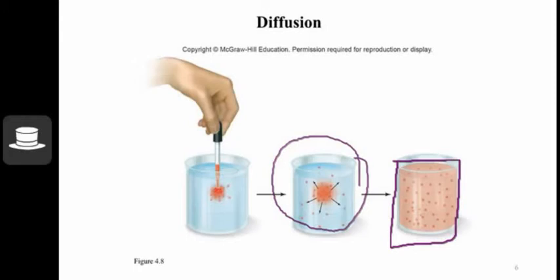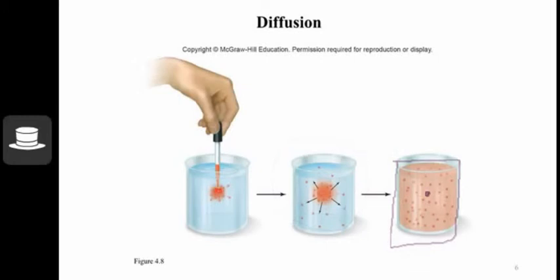Now remember, if we look at an individual molecule, it's not frozen right here. It's still moving around. It's moving randomly. It's doing bumper cars with all the other little molecules. But if we take a snapshot, just as we did here with the picture, we're going to find that all of the molecules are fairly evenly distributed throughout the glass.